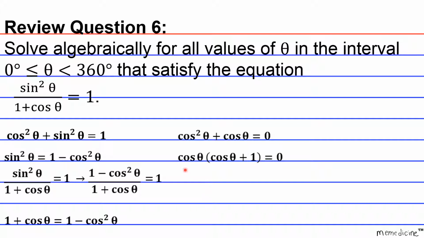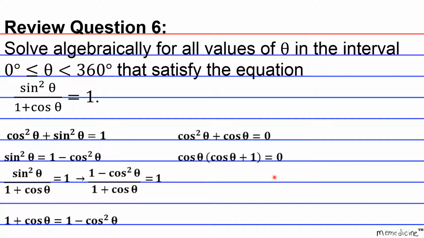Basically, we factor out the cosine of theta. It's common to both terms, and we wind up with the cosine of theta times the cosine of theta plus 1 is equivalent to 0. Okay, so what we're going to do, as you can see, is set both terms, okay, equivalent to 0.